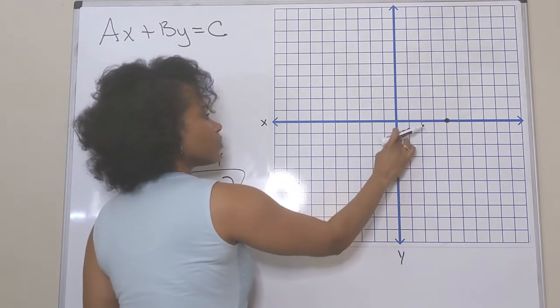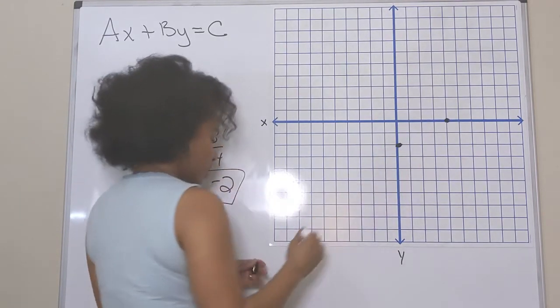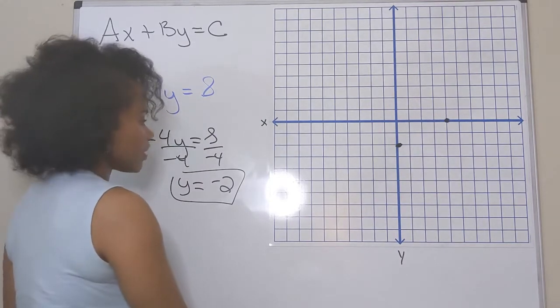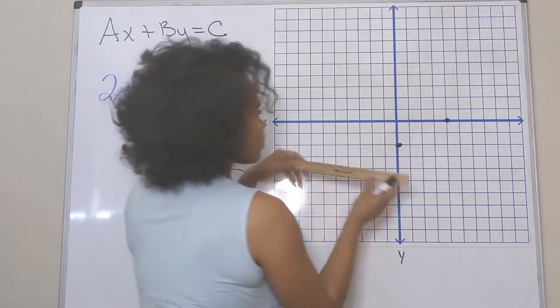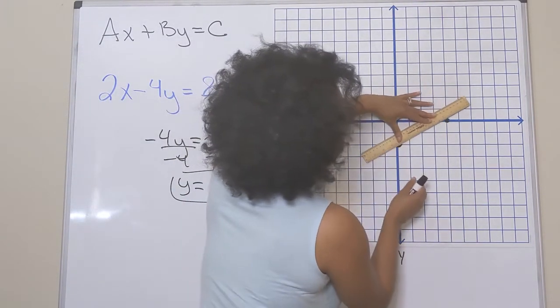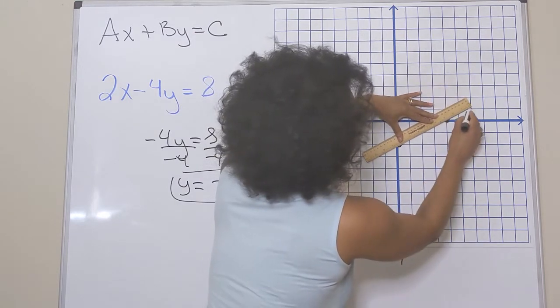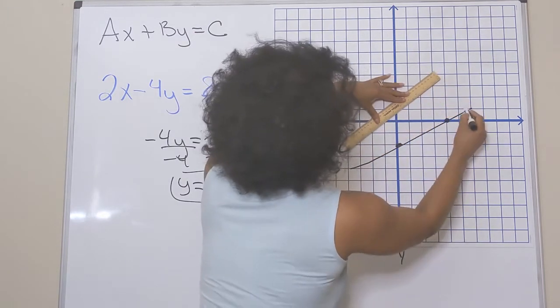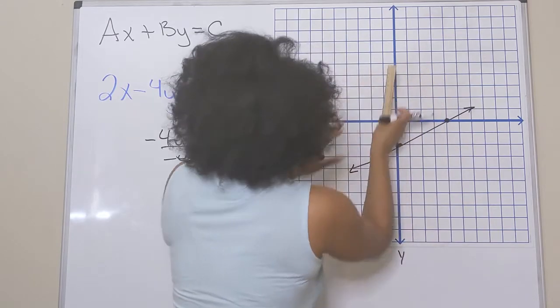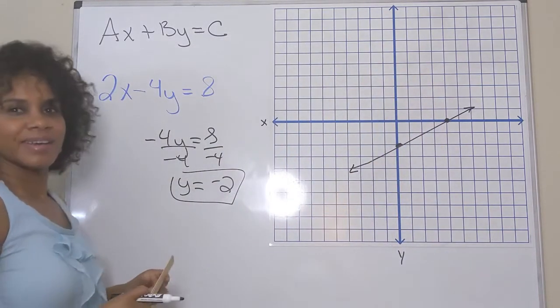So I count down 1, 2. And I have 2 points for my graph. And I could just draw a line to those 2 points. And we've graphed the equation of this line in standard form.